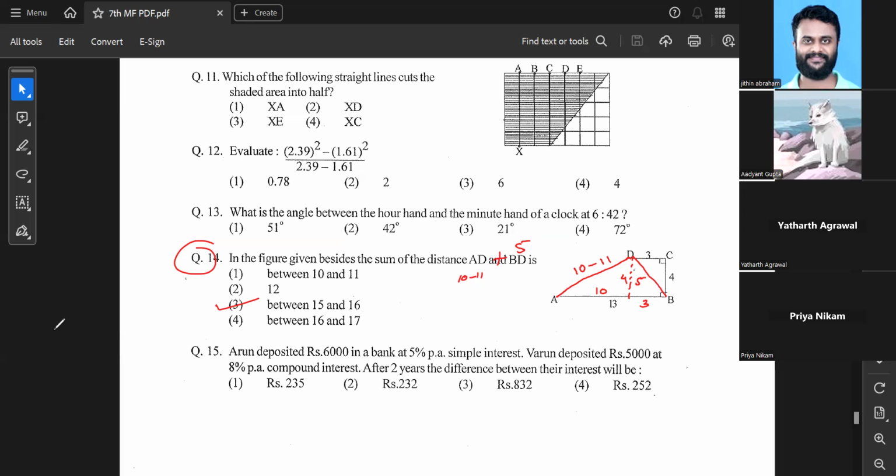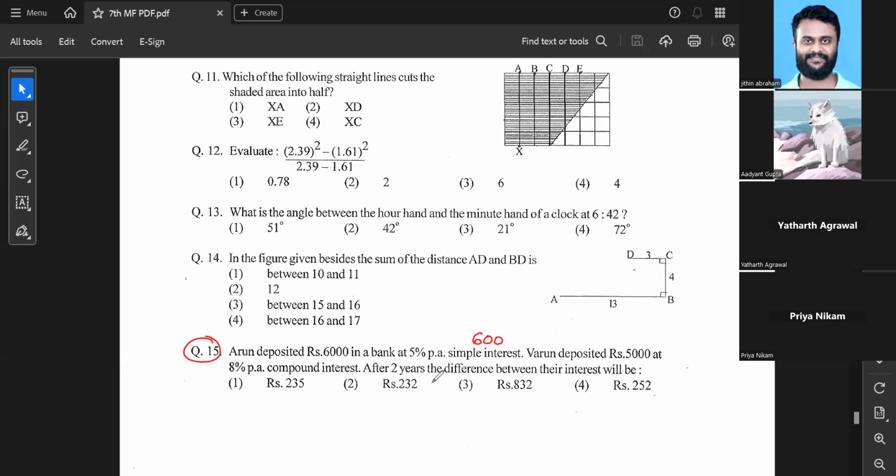Okay. So let's proceed further. 15th question. Arun deposited 6,000 rupees in a bank at 5% simple interest. Varun deposited 5,000 at 8% compound interest. After 2 years, the difference between their interest will be how much? So Arun is going to get 5% for 2 years, which means 10%. 10% of 6,000 is going to be 600. So his interest is going to be 600.